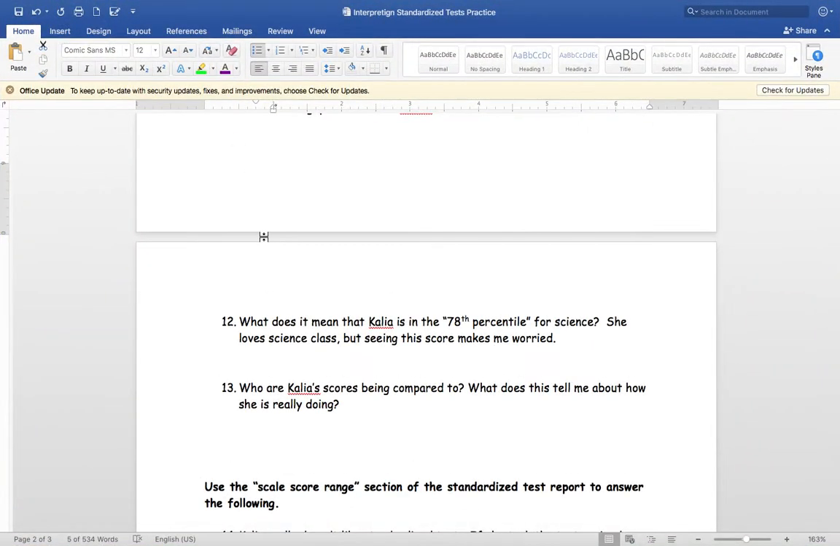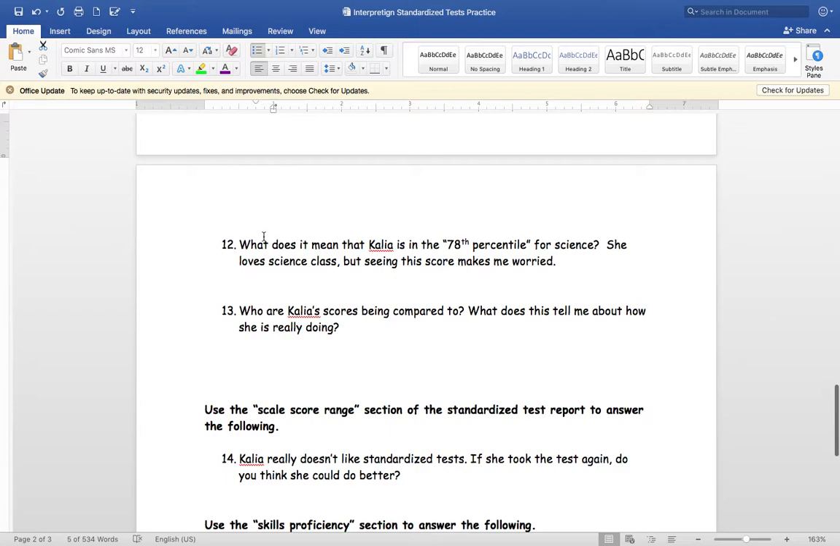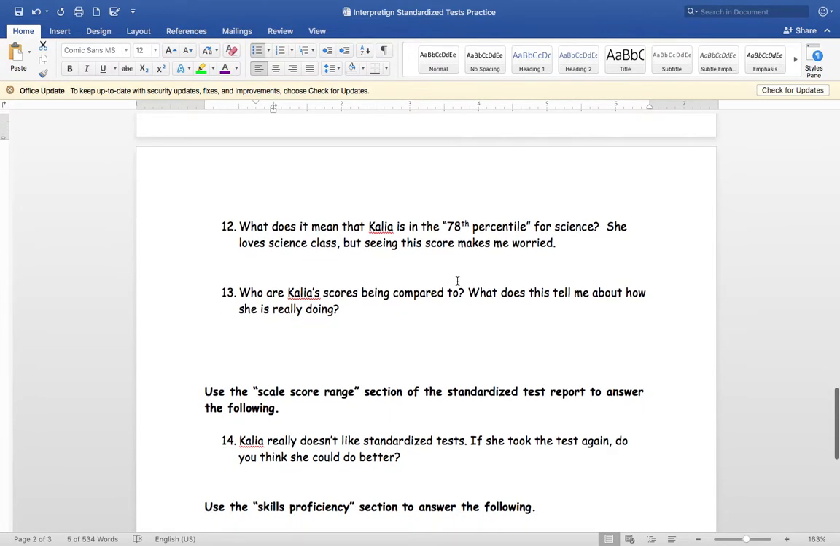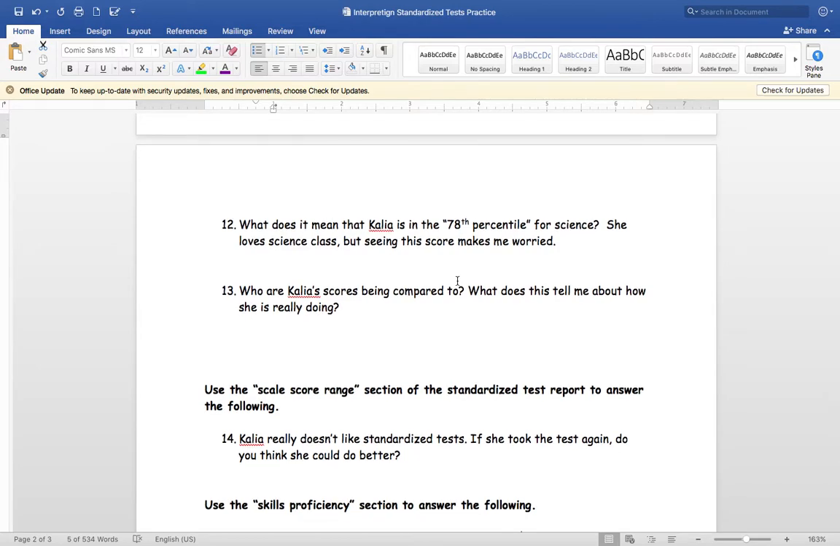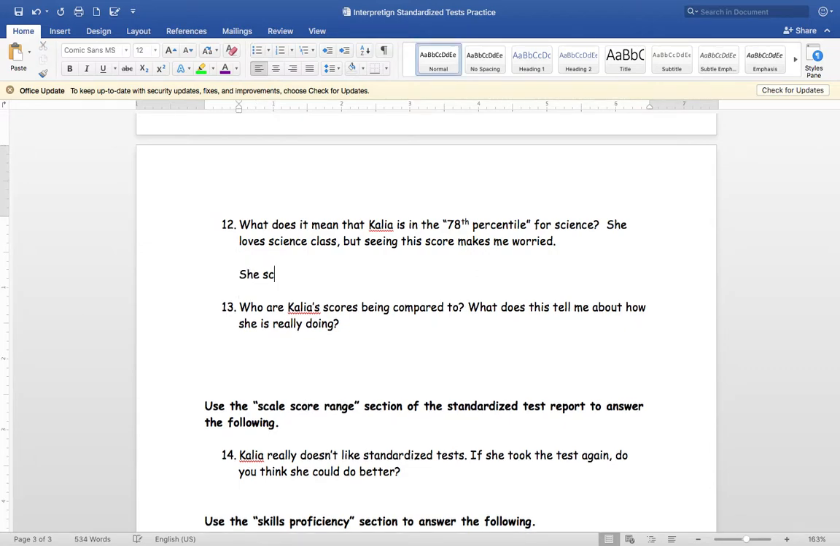So let's imagine that we're meeting with Kalia's parents. What does it mean that she's in the 78th percentile? She loves science, but seeing the score makes me worry. This happens all the time. Parents freak out when they see that 78. They think it means she earned a 78%. Really what this means is she scored the same or better than 78% of the students who took the test. Okay? You could kind of flip that and say she's in like the top 22%.